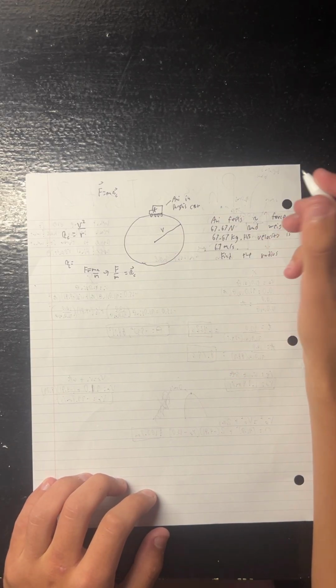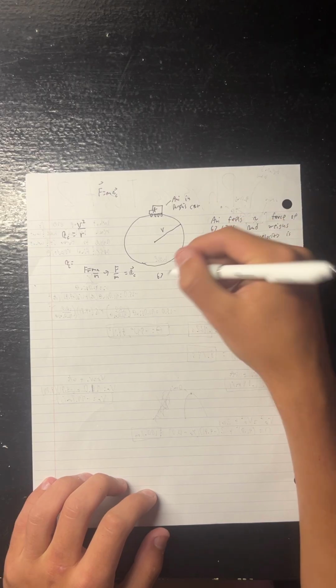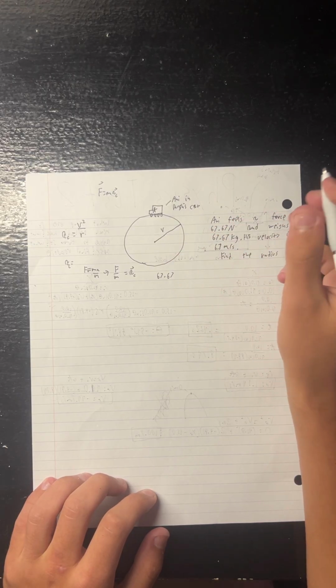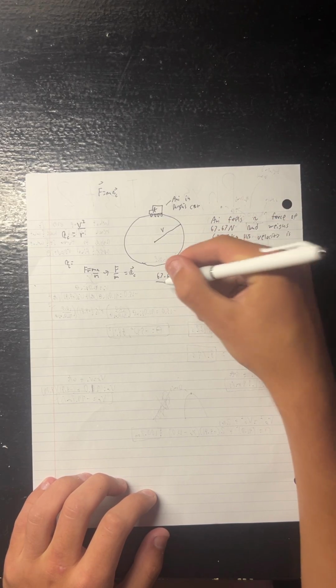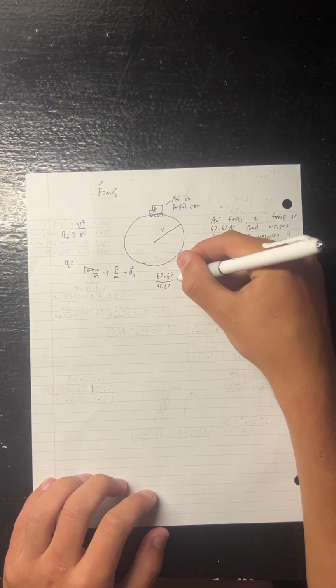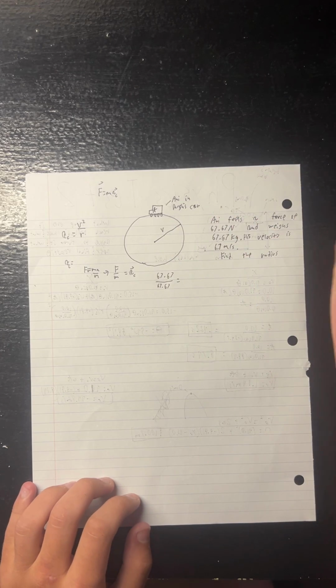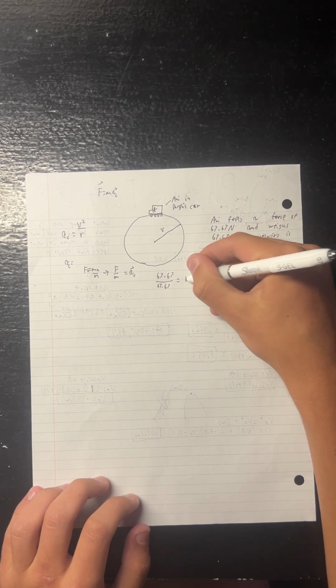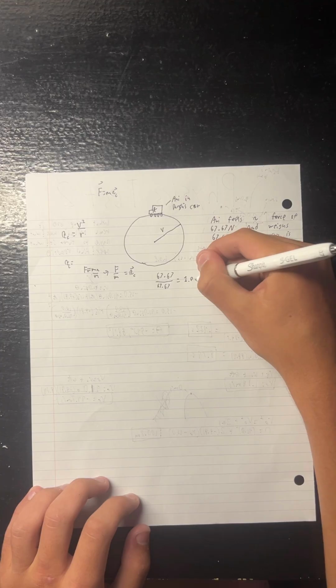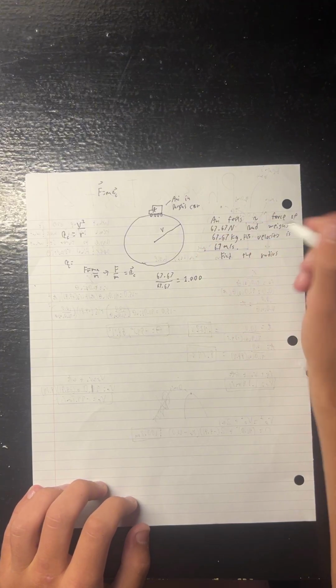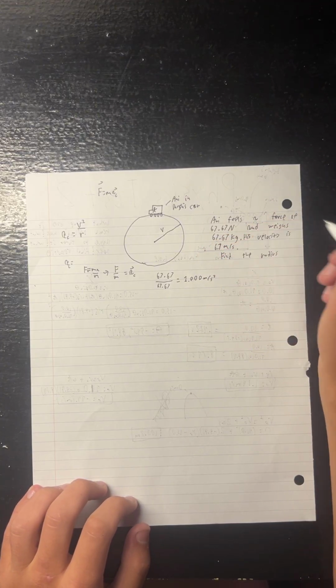So this is 67.67 newtons over his weight, 67.67. And that is going to equal, well, this is just one. So AC is 1.000 meters per second squared.